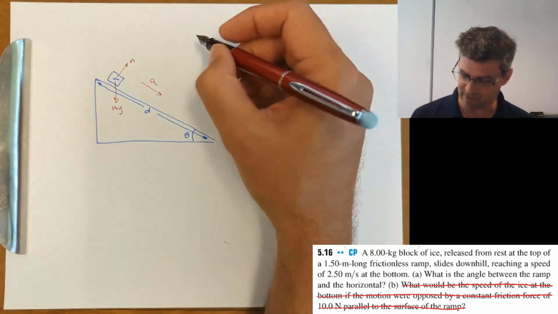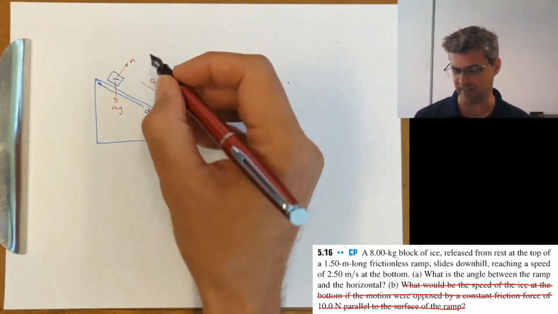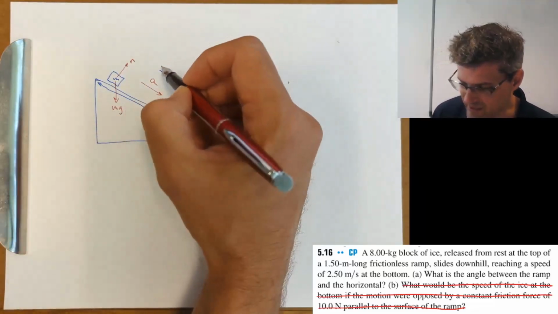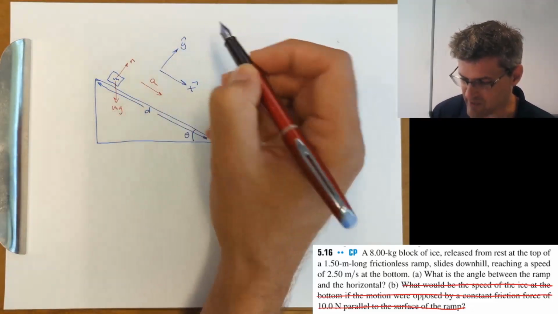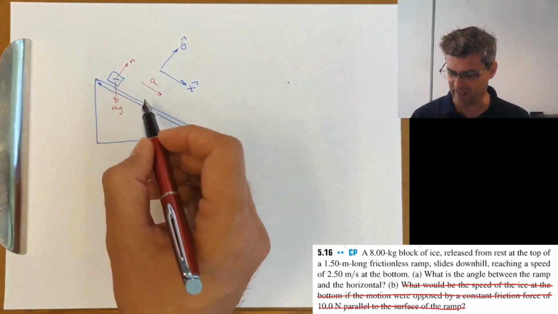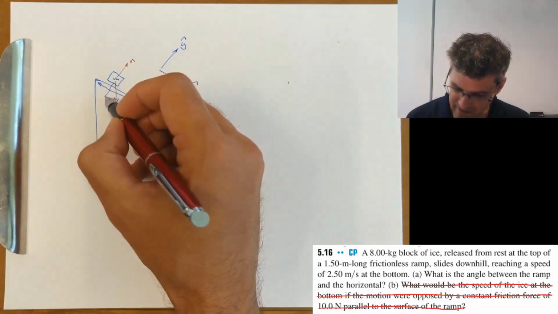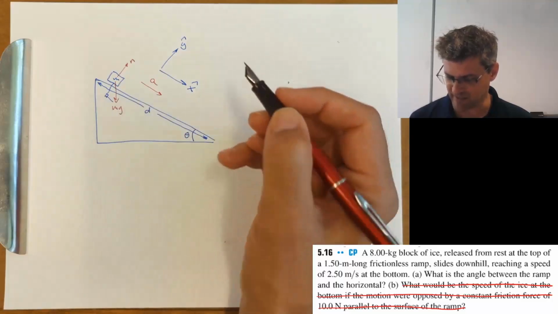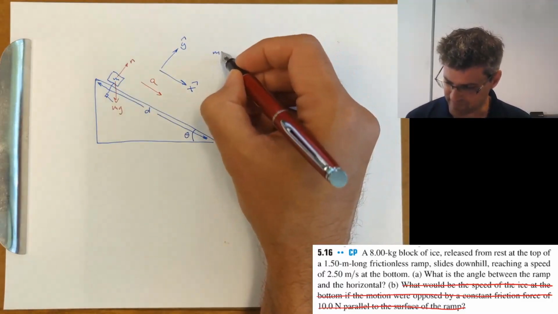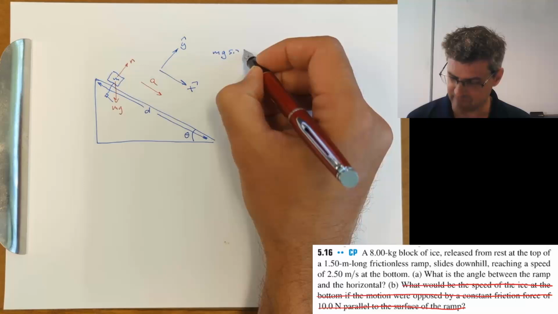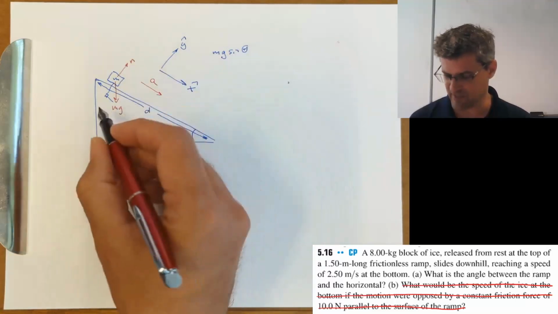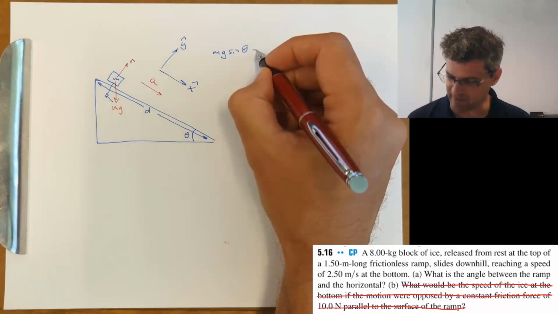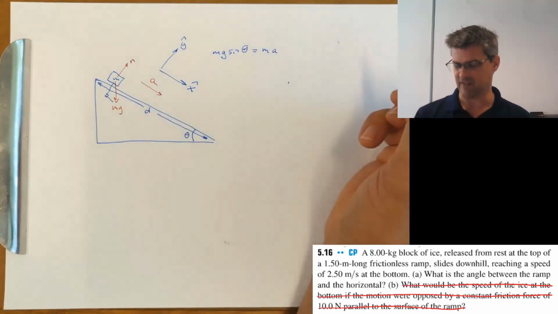Well, we have two sets of equations that we could look at. We could have a coordinate system where this is the x direction, and this is the y direction, and now in the x direction, I'm going to have an mg sine theta. Sorry, mg sine theta, but that's the only component of force that's down the plane. So that's equal to ma.